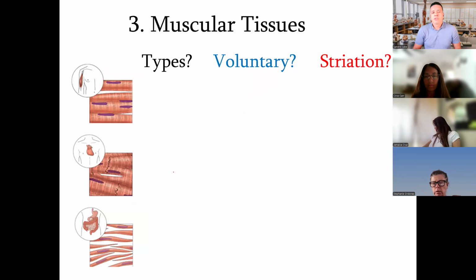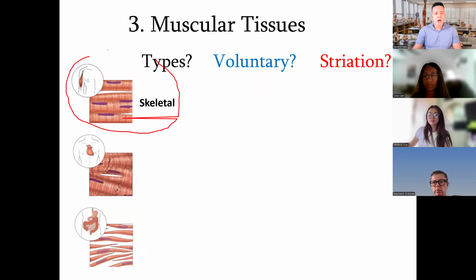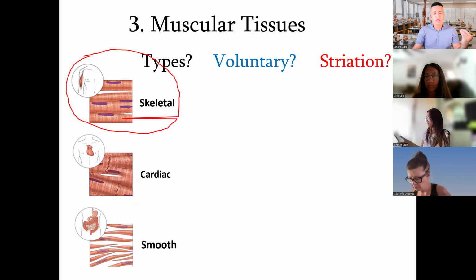Now, for the muscular tissue, we know that we have 3 different types. We have what we call the skeletal muscle, which, by the way, is what is going to be on the first exam. Okay, we're not going to talk about the cardiac muscle or smooth muscle in that first exam. It's just the skeletal system, bones, and the skeletal muscle, naming the bones, naming bone markings, and naming muscles.